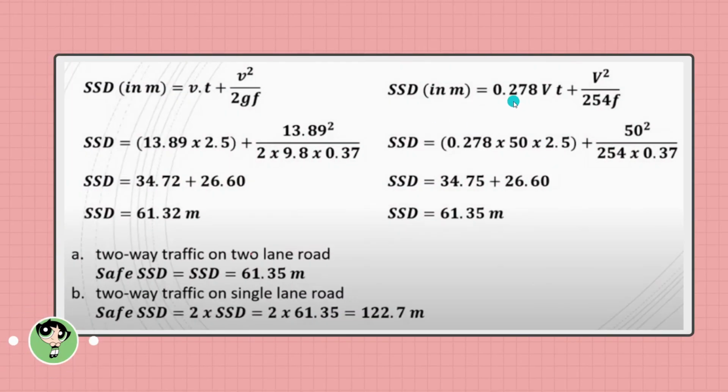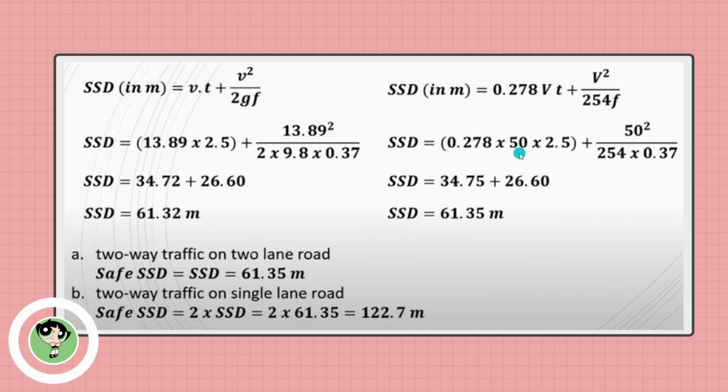So, mananin siya. 0.278 ato ang V, which is 50 kilometers per hour, times our reaction time, which is 2.5 seconds, plus our V, our design speed in kilometers per hour, which is 50 squared over 254 times our friction, which is 0.37. So, ato na siya yung sa itong calculator.